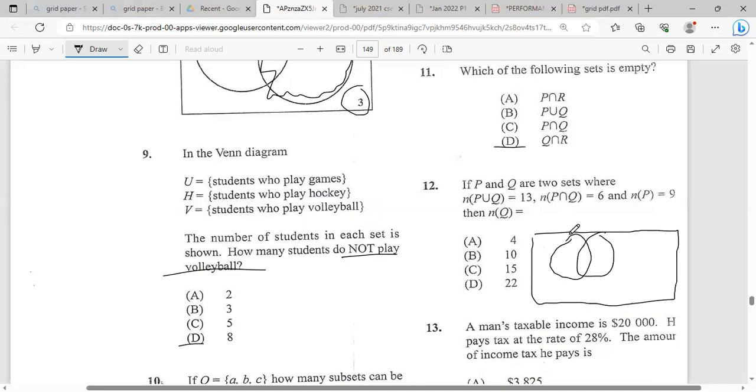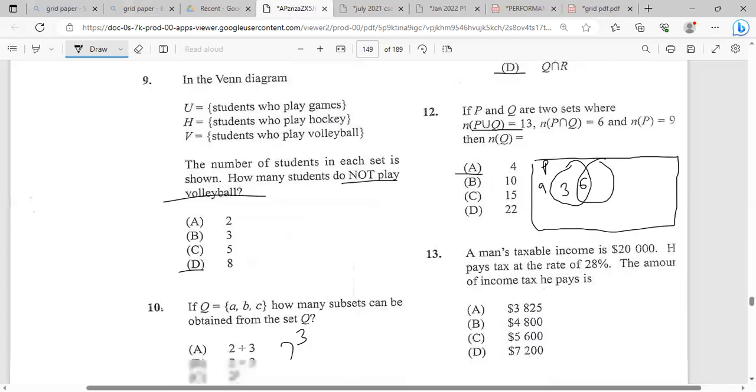So it says the number in P and Q combined. So this is supposed to be 13. The number in P, so let's call this one P, and the number is 9. So that means here's our 3. And it says when you combine P union Q, you're supposed to get 13. So we have 3 and 6, that's 9. So 9 from 13 leaves 4.